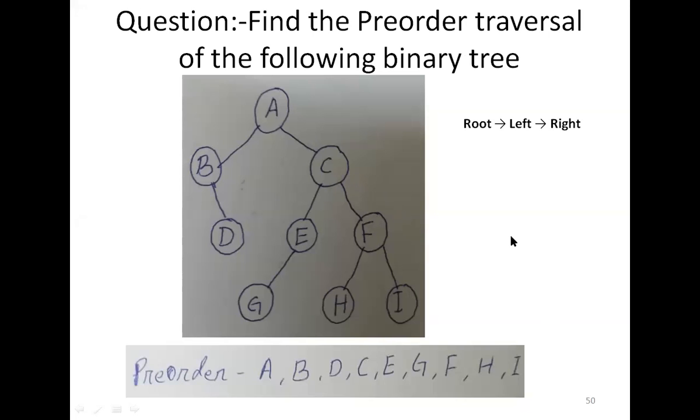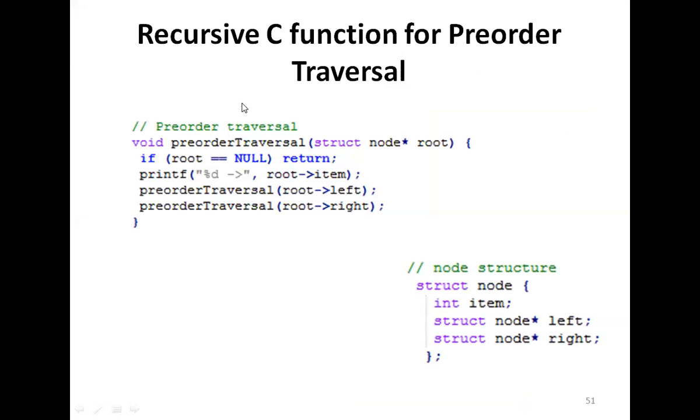Okay. So this is the C function, the recursive C function for pre-order traversal. The function name here is pre-order traversal, and the argument here is the root node. You have to pass the root node while calling this function. Because the traversal will start from the root node, you have to pass the address of the root node to this function. That's why it's start node, start root. Now while traversing, if the root value is null, that means what? The tree is empty. Yes or no?